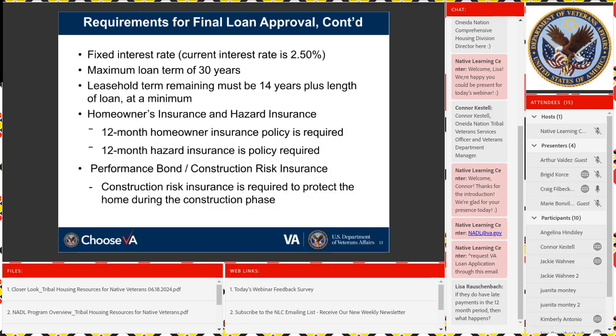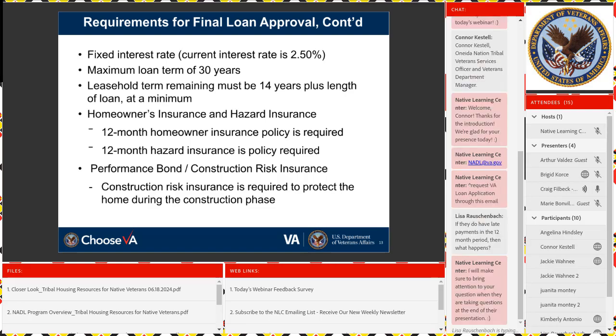Okay, like Art mentioned a little earlier, our interest rate is 2.5%, and that's a fixed rate for up to 30 years. That rate is currently in effect through March of next year. We don't know if it will change, if it'll go up or down. But if anybody were to apply and the loan were to get funded between now and March, our veteran would receive a 2.5% interest rate for up to 30 years. It doesn't have to be 30 years. It could be 15 or 20 years. It's up to the veteran.